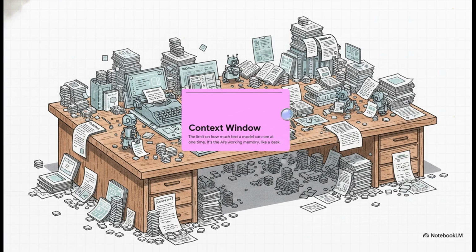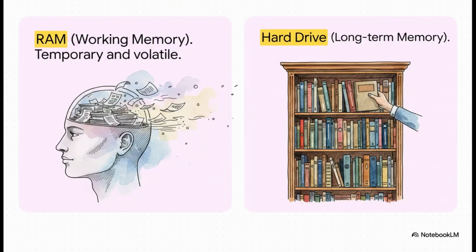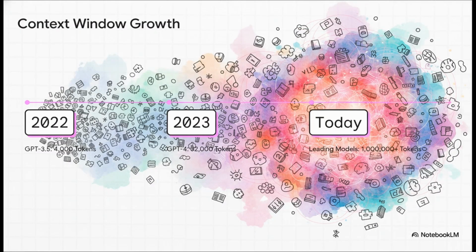Now here's a mistake a lot of people make. The context window is working memory, not long-term memory. It's much more like the RAM in your computer than a hard drive. When you start a brand new chat, the model has no idea what you talked about last Tuesday. Whatever was on the desk is just gone.